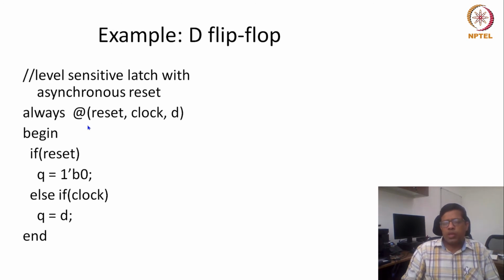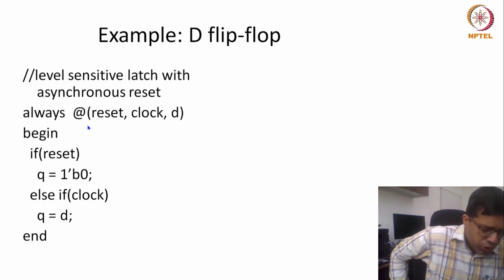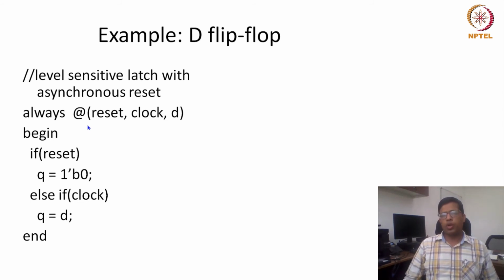The next example could be the D flip-flop. It's an example of sequential logic. Before going to the D flip-flop, let's start with the D latch. Latch means it's level sensitive, and in addition, we are also saying it is asynchronous. My gated value here is clock, and reset is my asynchronous signal. So I can write always at the rate reset, clock or D. Whenever there is a change in reset, clock, or D, this block should get triggered.